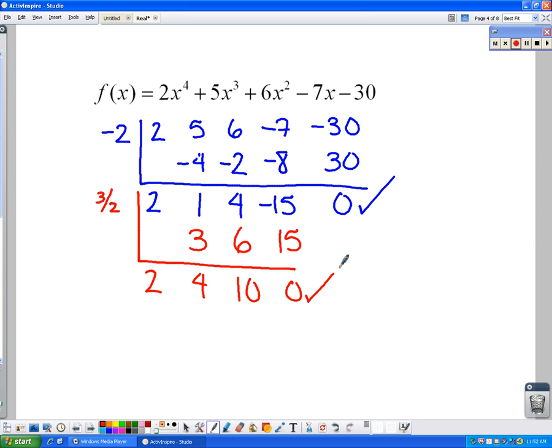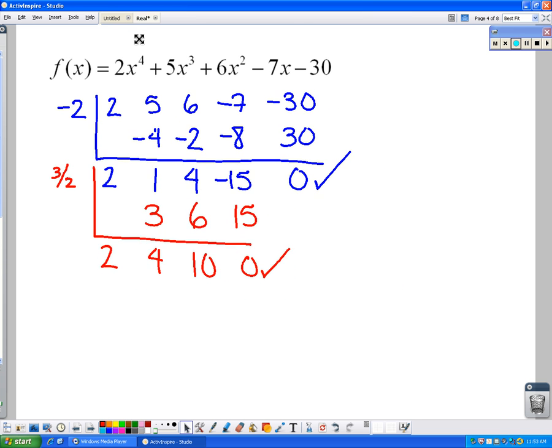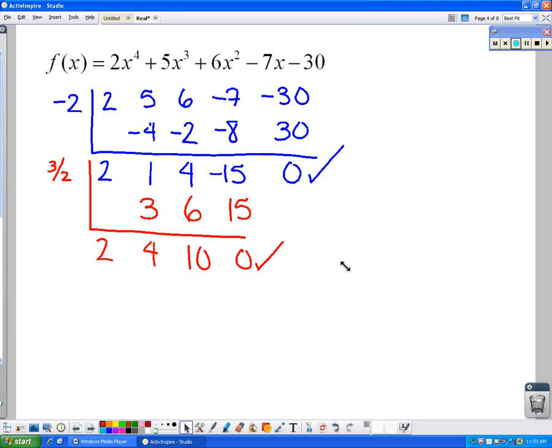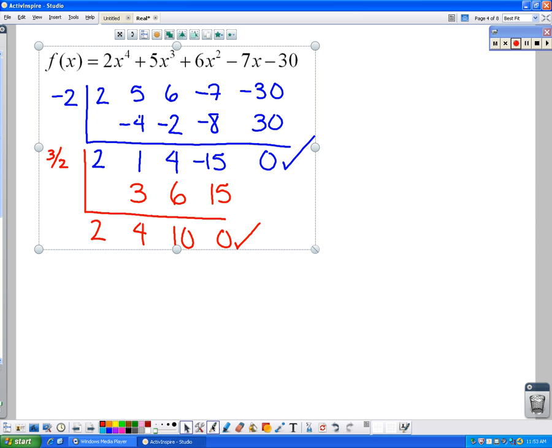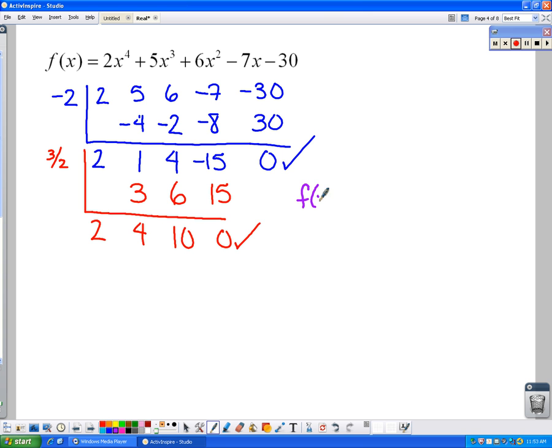Now the key to this problem is interpreting what we've just done. And so we're going to take our initial polynomial and we're going to try to factor that using this as our guide. Let me make the shape a little different here so I have a little more room on this slide. All right, so what we'll do, initially we had f of x was 2x to the fourth plus 5x cubed plus 6x squared minus 7x minus 30.